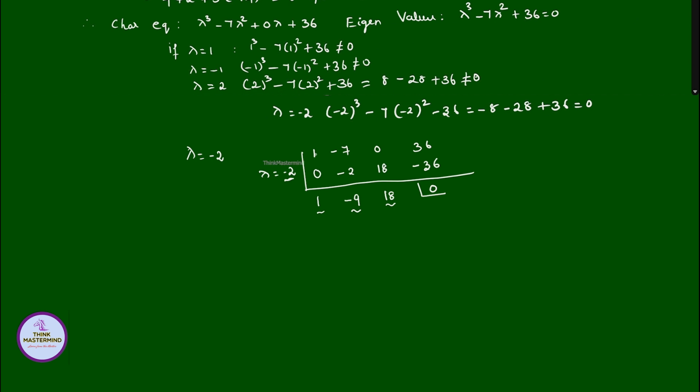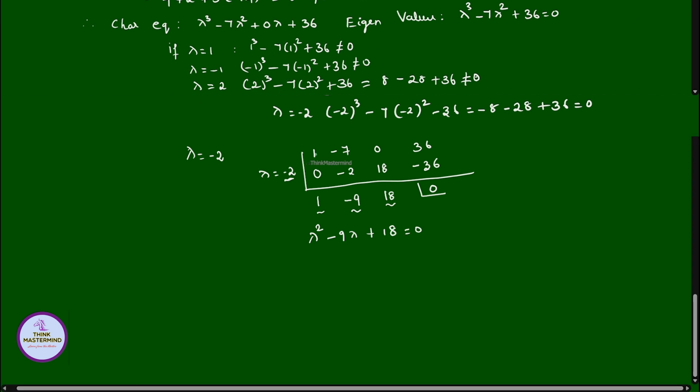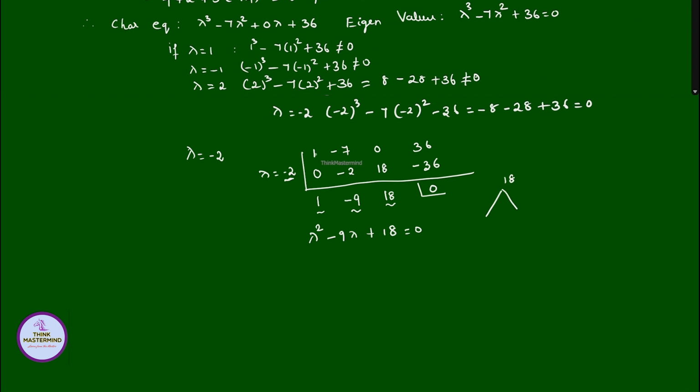Now the cubic equation is reduced to a quadratic equation, considering the coefficient of lambda squared is 1, of lambda is minus 9, and the constant term is 18. Therefore, the quadratic equation becomes lambda squared minus 9 lambda plus 18 equal to 0. This is a quadratic equation in lambda. Solving the quadratic equation, the product is plus 18 and the sum is minus 9, so minus 6 and minus 3 are the factors.